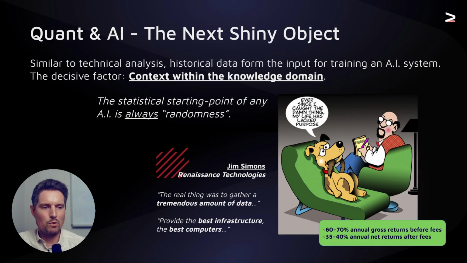So now I want to bring an example from a market leader, Renaissance Technologies, led by Jim Simons. I mean, this is not a secret. These guys are the best of the best, top of the industry. And if you look at the statistics, after fees, they bring in about 35 to 40% annual net returns, right? Which is great. That's a great mark to accomplish. And he says the real thing was to gather a tremendous amount of data, and also having the best infrastructure and the best computers.